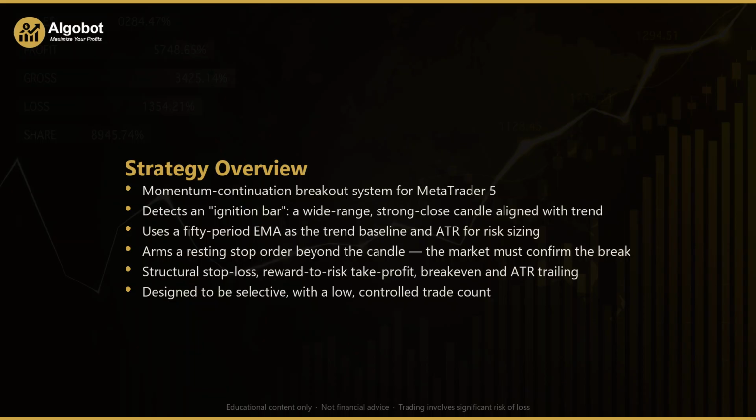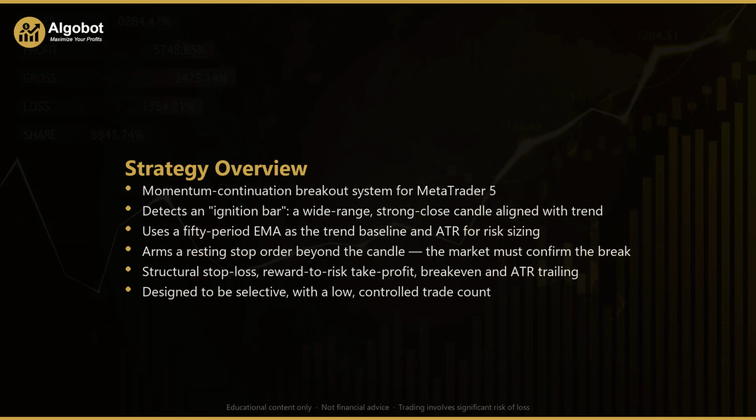Let's start with the big picture. Ignition Bar Breakout is a momentum continuation system, which simply means it tries to join a move that is already underway rather than predict a turning point. It runs on a single time frame, whichever one you attach it to, and it was designed with liquid instruments in mind, such as major currency pairs, gold, or index products, on the 15-minute through 1-hour charts.